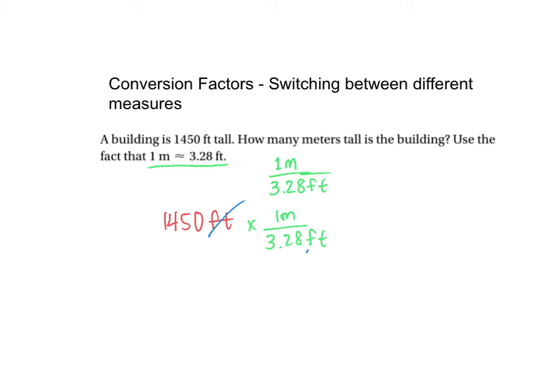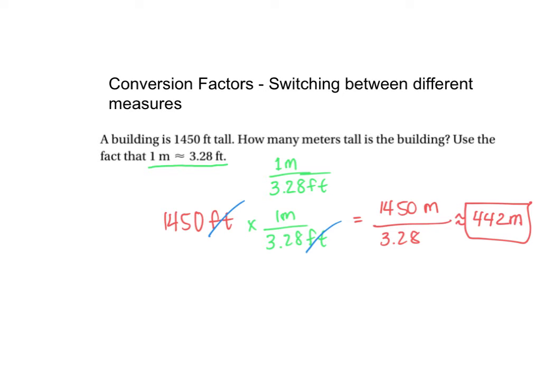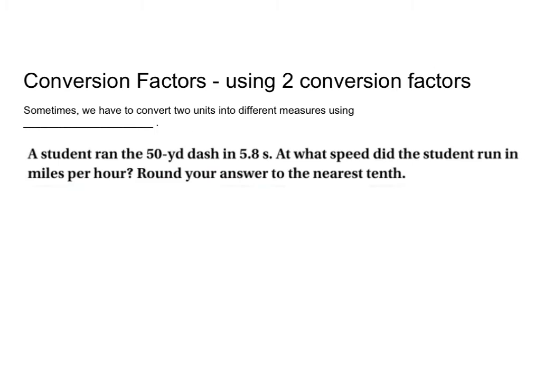What happens with these feet? They cancel, and what we're left with is 1450 meters divided by 3.28, which will give us, when you plug it into a calculator, approximately 442 meters. Approximately. Okay. All right.